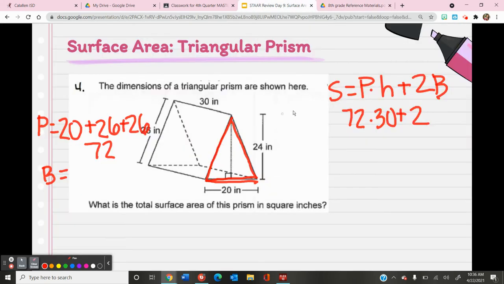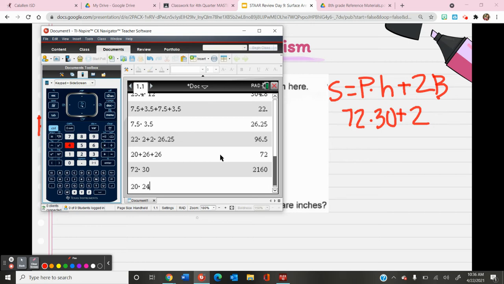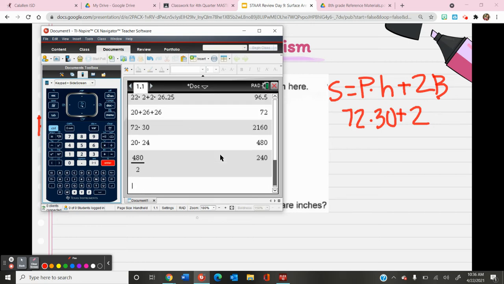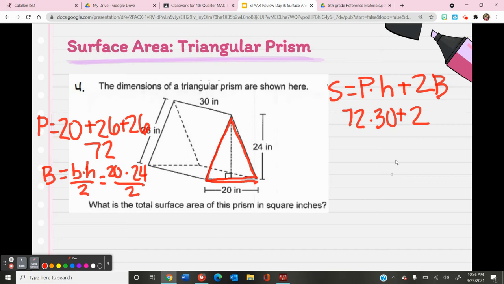A lot of my students really liked base times height divided by 2 better. I'm going to go ahead and use that just because they thought it was easier. So the base of my triangle was 20, and I want to multiply that by the height of my triangle, which was 24. So 20 times 24, and then you divide that by 2, you get 240.